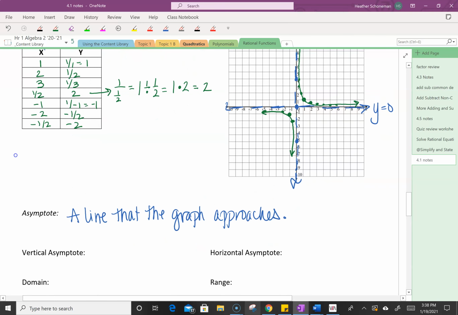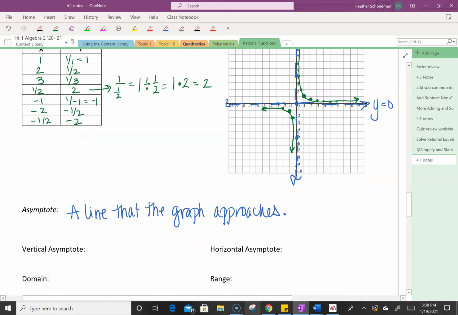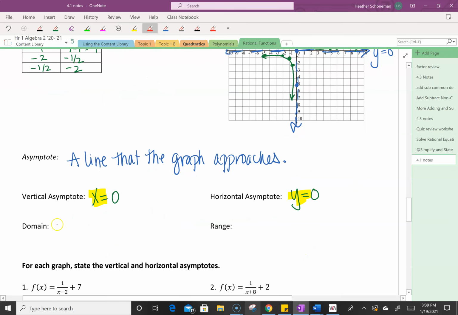Okay, so we have to understand a couple key features. The vertical asymptote is the line where it approaches the vertical line but nothing touches it, and that's going to be x equals 0. The vertical asymptote is always going to start x equals, and then some number. The horizontal asymptote is what approaches the horizontal line of y equals 0 but never touches it, so that's your horizontal asymptote.